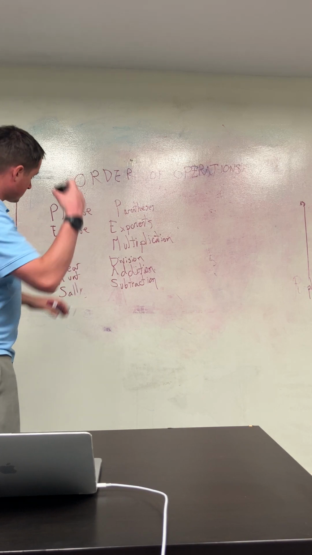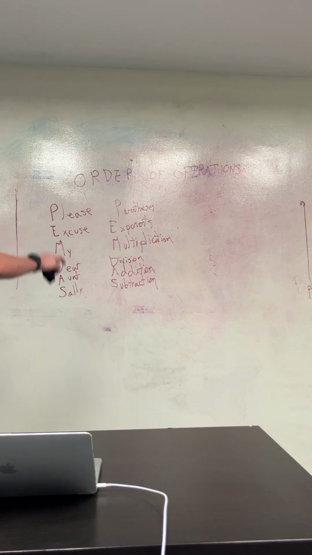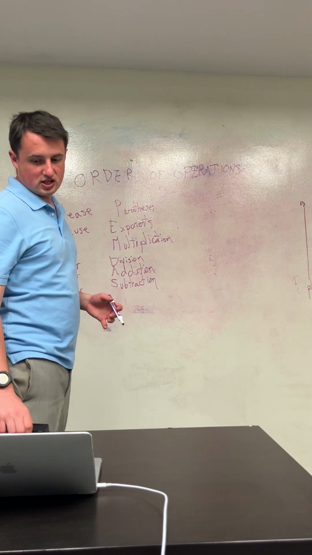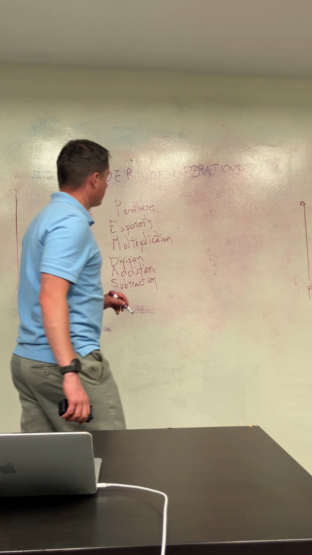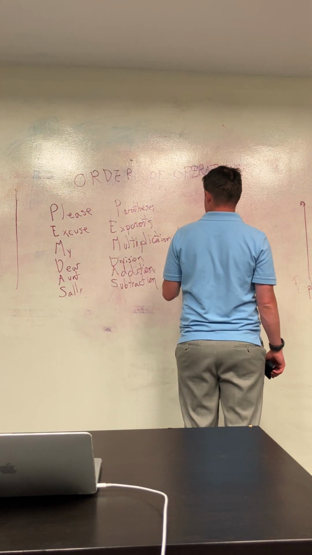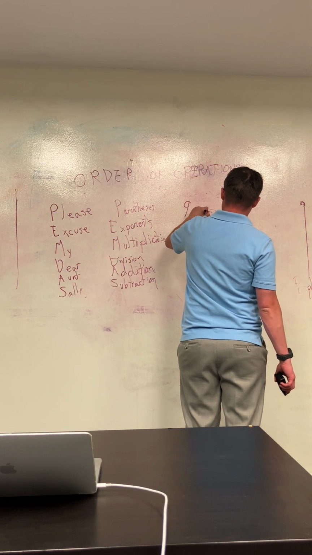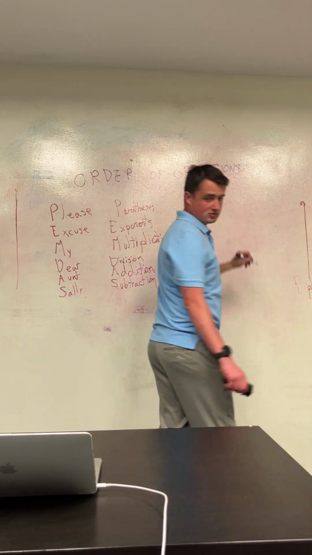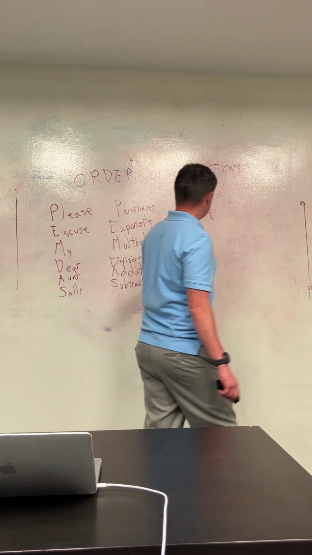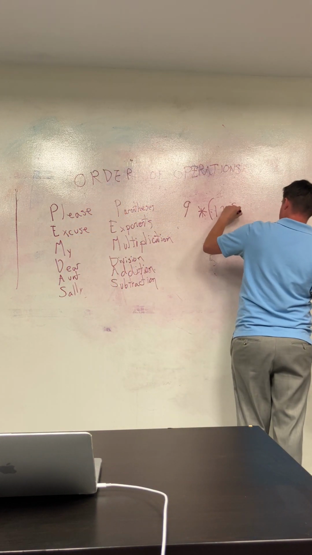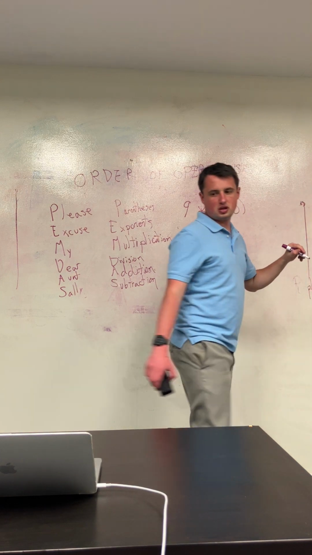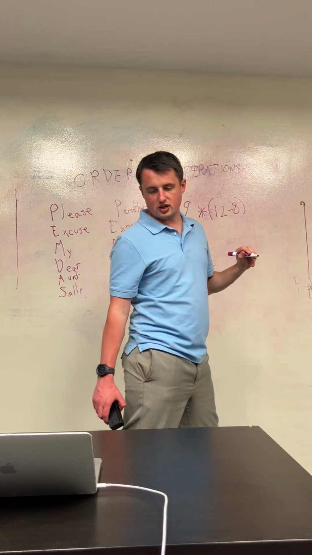So for this week, this tells what order we're gonna do problems in. So I'm gonna do 2 example ones. I think I've got room here. 9 times 12 minus 8 plus 28 divided by 7.